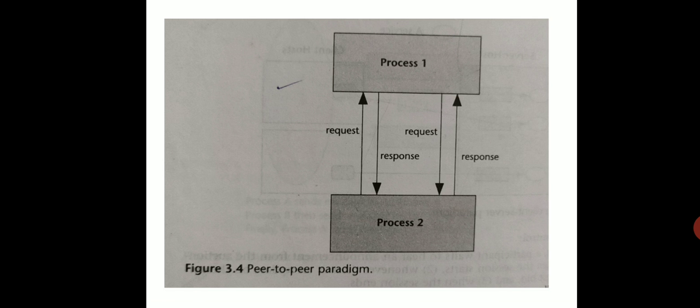See, this is the peer-to-peer paradigm, process 1 and process 2. Process 1 sends a request and process 2 sends a response. Subsequently, process 2 sends a request and process 1 sends a response. So each process has equal capabilities and equal roles.